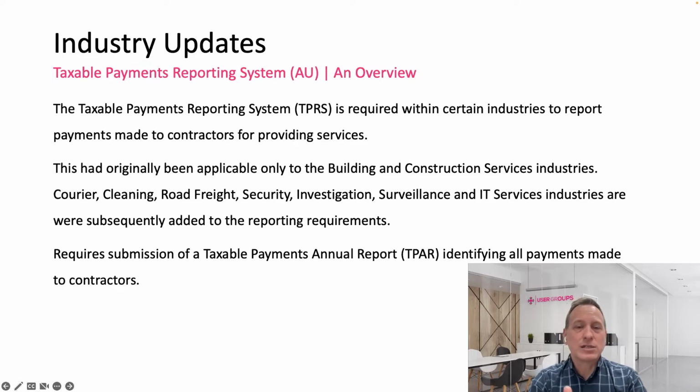Some of you in Australia may currently be subject to the taxable payments reporting system. In essence, it is a governance requirement from the ATO to manage payments to contractors. It was originally applicable only within the building and construction services industries. It was recently extended in the last few years to include courier, cleaning, road freight, security, investigation, surveillance, and IT services industries, and requires an annual submission of what's called a taxable payments annual report, which identifies all payments made to contractors within those industries.